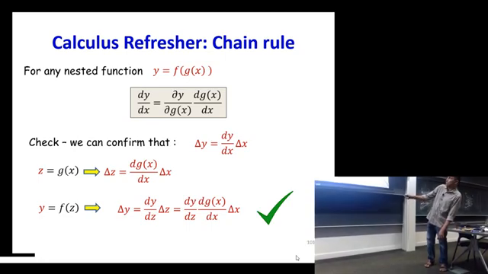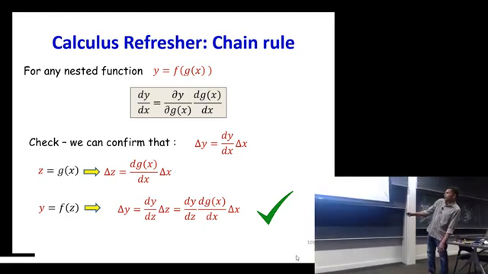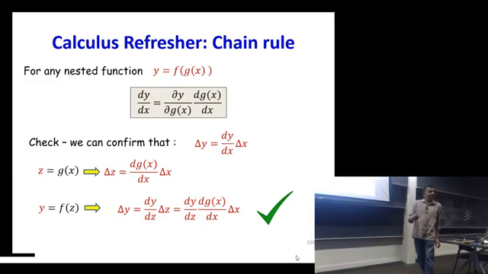So the overall derivative of y with respect to x is this guy, dy over dz, which is simply g of x, times dg of x over dx. Does that make sense to you guys? Right? Simply sort of showing you how the chain rule actually operates.